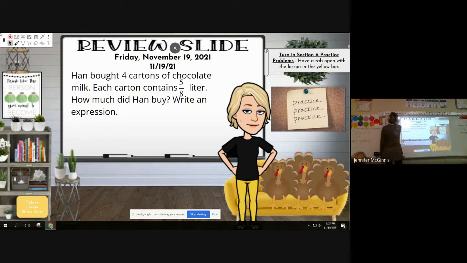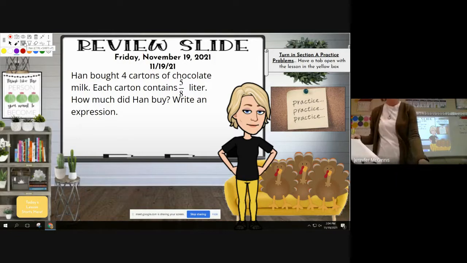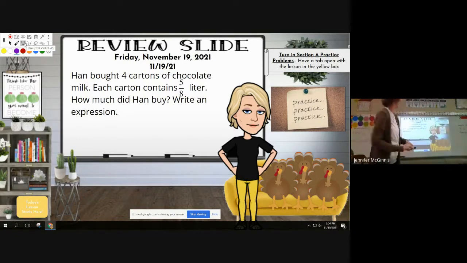2021. We are talking about Han buying cartons of chocolate milk, and each carton contains 5/8 of a liter. Would you like to share? Nice. It's okay. I did 4 times 5/8 equals 28. Let's talk about this right here first. Where did the 4 come from? He bought 4 cartons of chocolate milk.